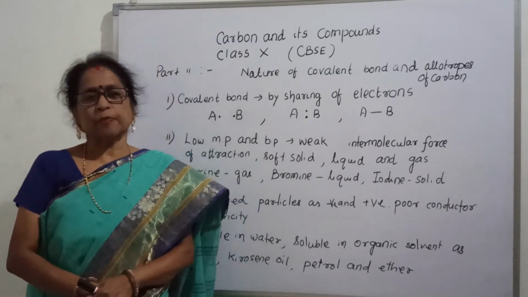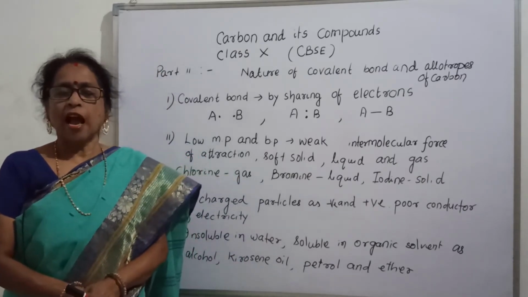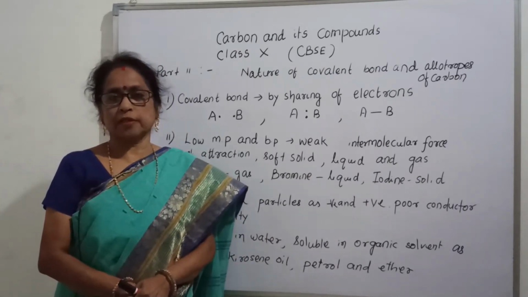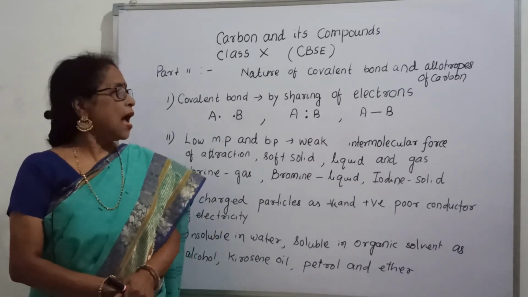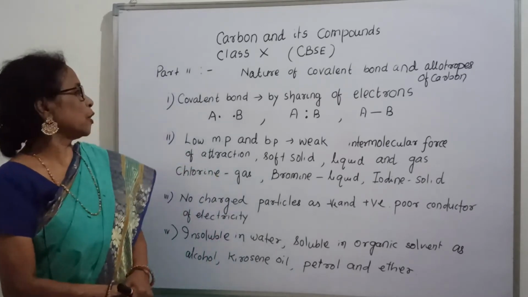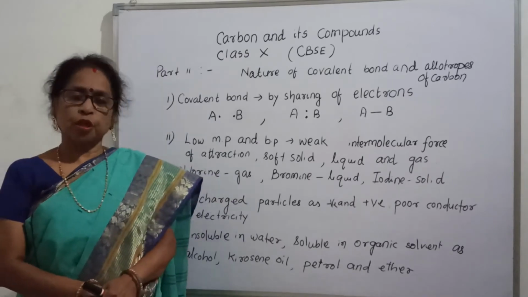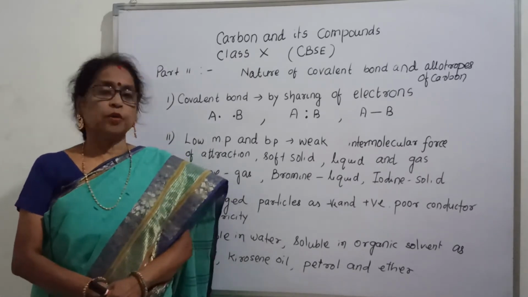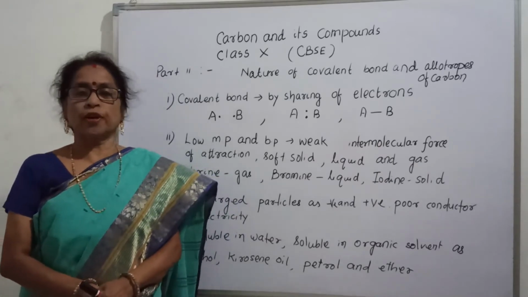Now I am going to explain the chapter Carbon and its Compounds for class 10 according to the CBSE syllabus. Here the topic is the nature of covalent bonds and allotropes of carbon. This is part 11, where I am going to explain the nature of covalent compounds and covalent bonds, and allotropes of carbon. First we will say what is meant by the nature of a covalent bond.